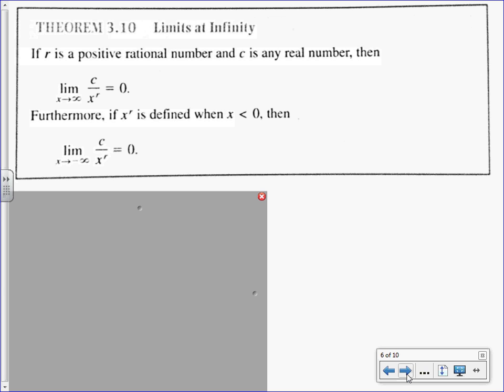So, if you have the limit as x approaches infinity or negative infinity of 1 over x, 1 over x squared, 1 over x to the 15th, no matter what it is, if you have a constant over x to a power, the limit towards the infinities is going to be 0. Okay?